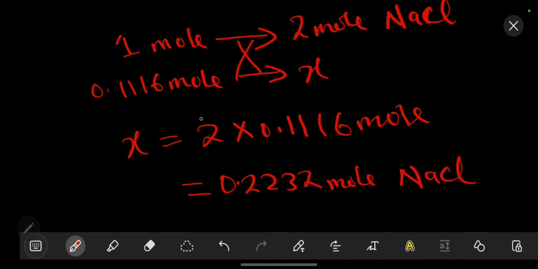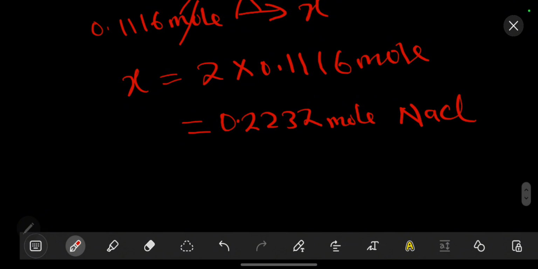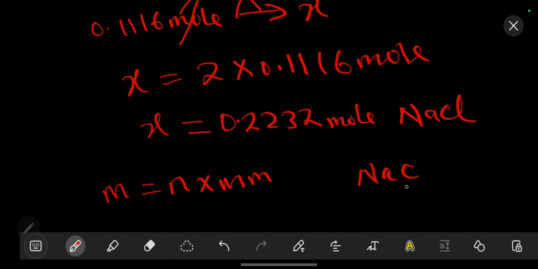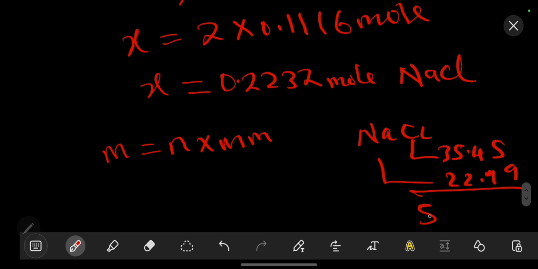So now let's find out what is the mass of this. The mass is equal to the number of moles times the molar mass. So the molar mass of sodium chloride is 35.45 plus 22.99. If we add 35.45 plus 22.99, this gives us a value of 58.44 grams per mole, like that.